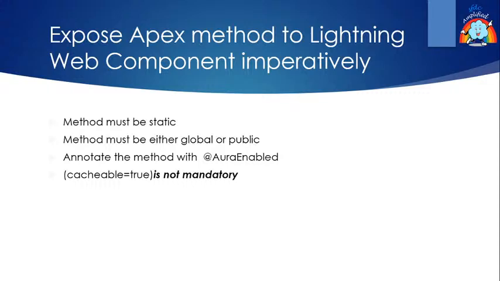Now that we are clear on when to use what, we can understand exposing the Apex method. Again, the method must be static, the method must be either global or public, and we have to annotate it with AuraEnabled. These are the same as for wire service. So even if we are using wire, we expose the Apex method in the same way, but cacheable equal to true is mandatory in wire, but not mandatory when we are talking about imperative. So that is what we need to remember.